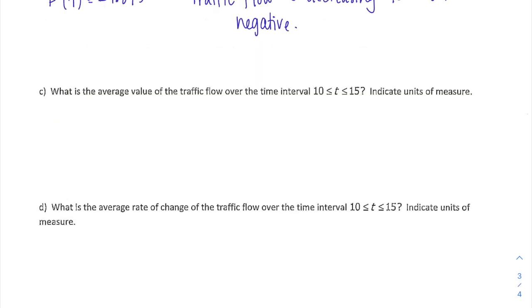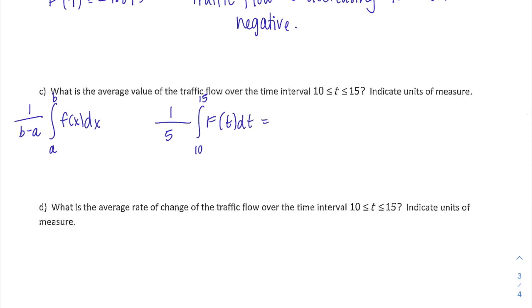Part C, what is the average value of the traffic flow over the time interval 10 to 15? Indicate units of measurement. So once again, I'm going to use my formula for average, 1 over b minus a, integral from a to b of f of x dx. So we're going to say 1 over 5, 15 minus 10, from 10 to 15 of f of t dt. I'm going to do this on my calculator. We get 81.899, and this would be cars per minute.